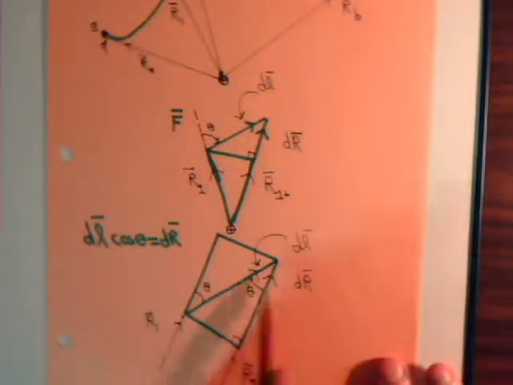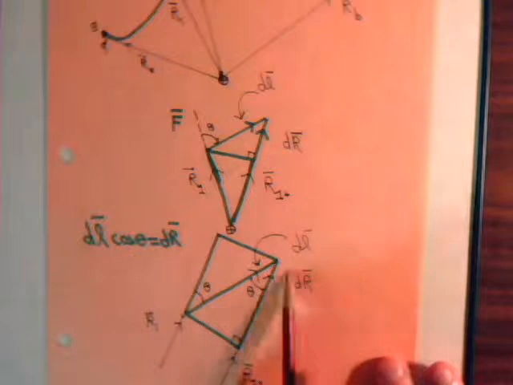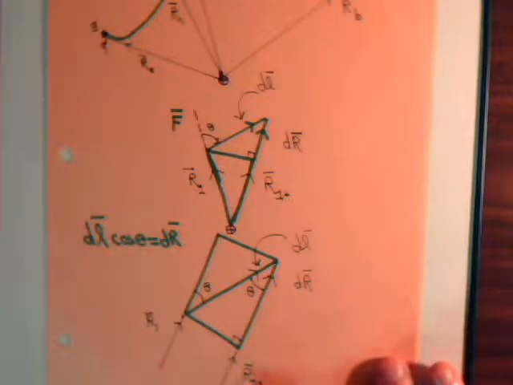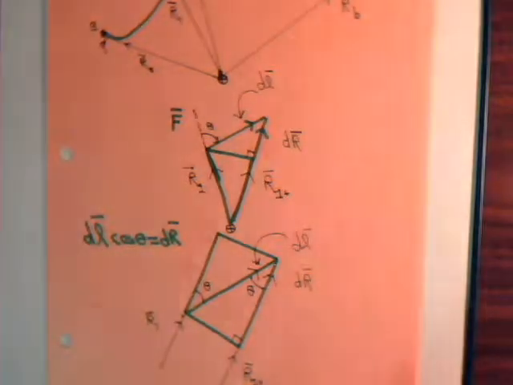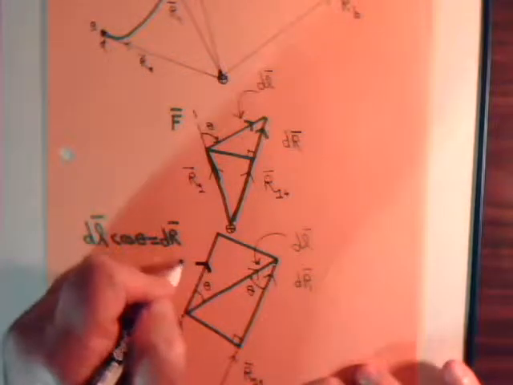Here is dl, and here is the dr component of it. That's this part, that's here. This is the vector r1 plus. This is the position vector r1. They're really parallel to one another. So here, this would be then the direction of the force.